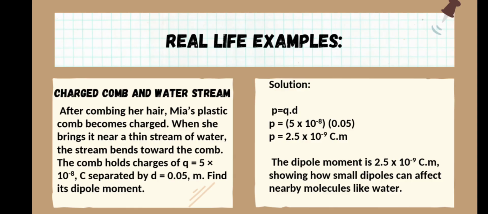The formula we use is p equals q times d, where p is the dipole moment, q is the magnitude of one charge, and d is the distance between the charges.